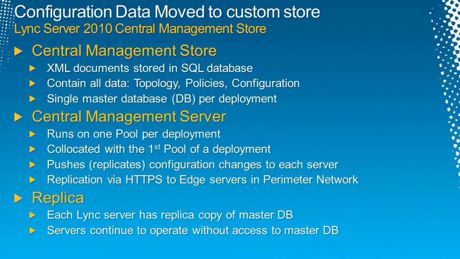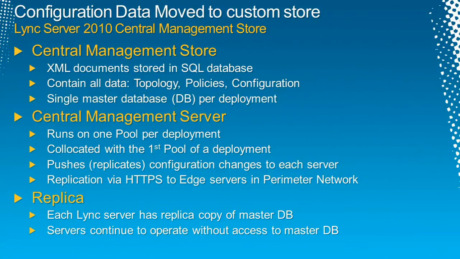We have another role that's called central management server. And it's kind of a little bit hidden because it doesn't actually do that much. This runs on your first front-end pool that you have deployed in your Lync Server deployment. We put this component on one of those front ends, and only one front end, if you have multiple front ends in a pool, is actually acting as this central management server. What it does is it pushes out configuration changes that have been detected to all the machines in your deployment. And it also does the replication via HTTPS to the edge.